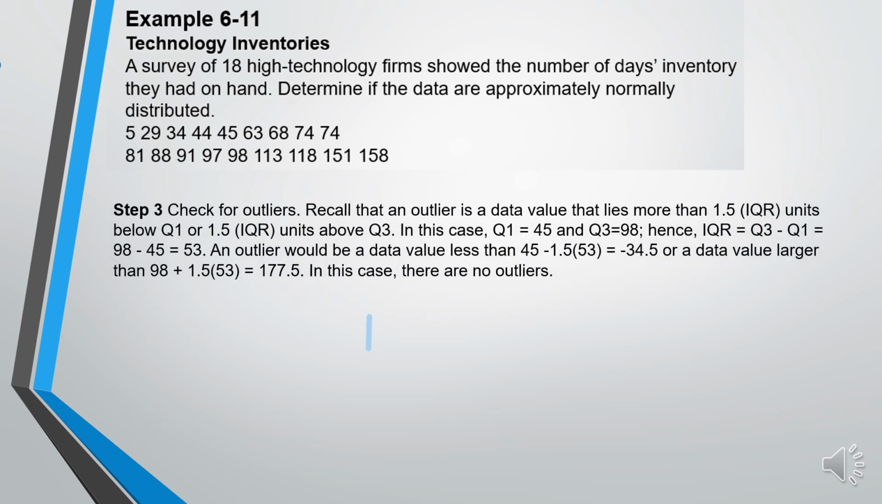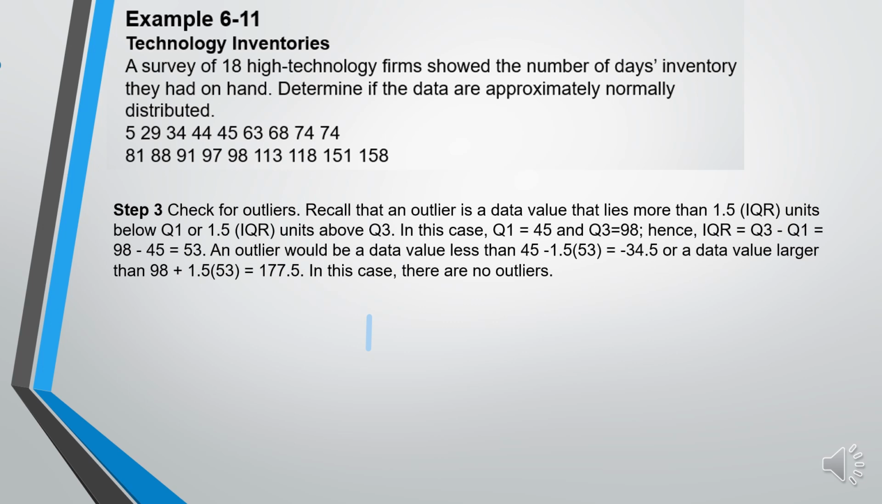Step 3. Check for the outliers. Recall that an outlier is a data value that lies more than 1.5 IQR or interquartile range units below quartile 1, or 1.5 interquartile range units above quartile 3. In this case, quartile 1 is equal to 45 and quartile 3 is 98.